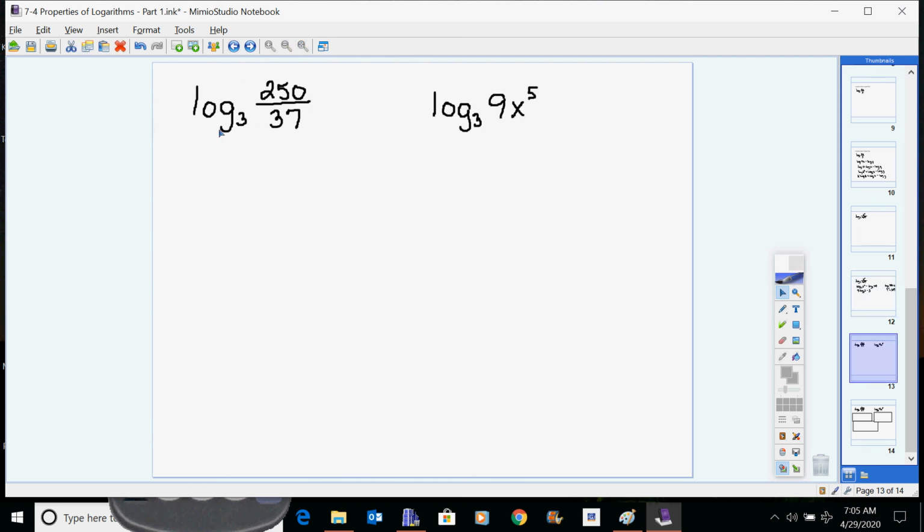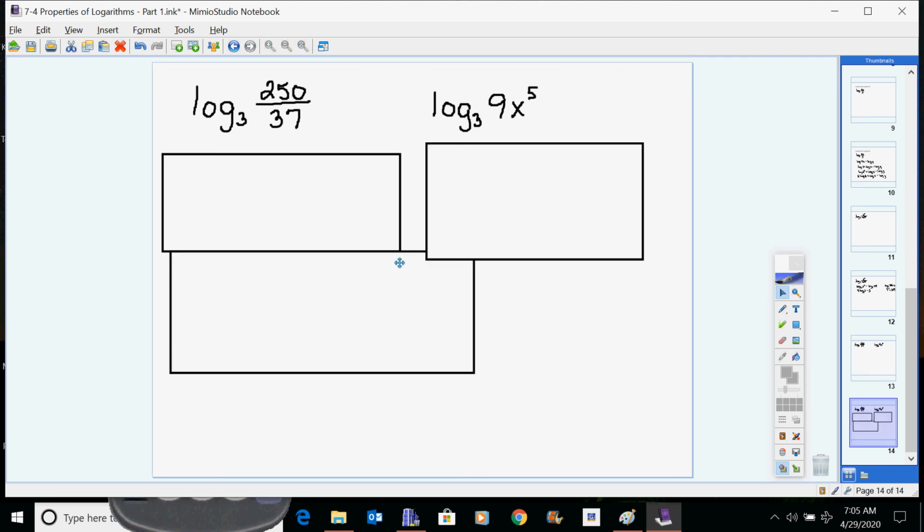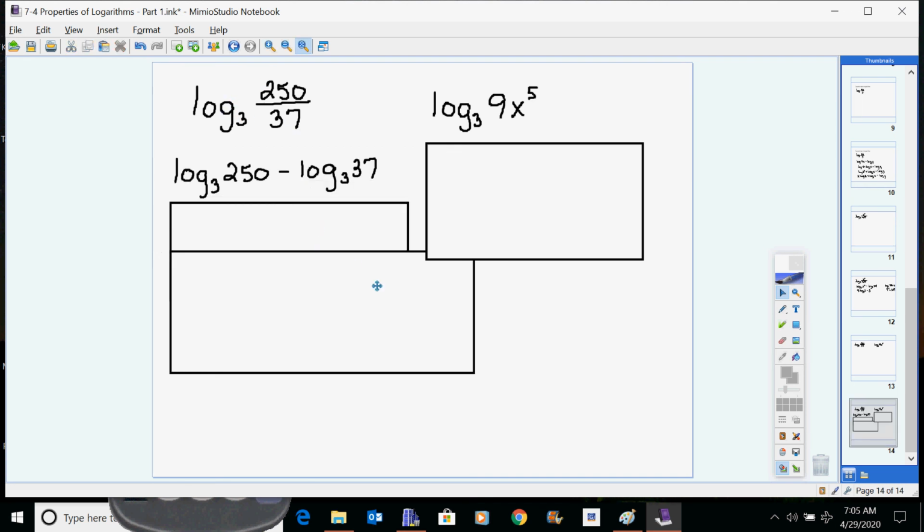All right, so here we have a couple more, almost done. This one's very, very interesting. A lot going on in this problem. It looks very benign, but there's a lot going on. First, we have the quotient property, which we should be getting used to by now. Log base 3 of 250 minus log base 3 of 37. This one right here, 37, is not factorable. This one is pretty much done.